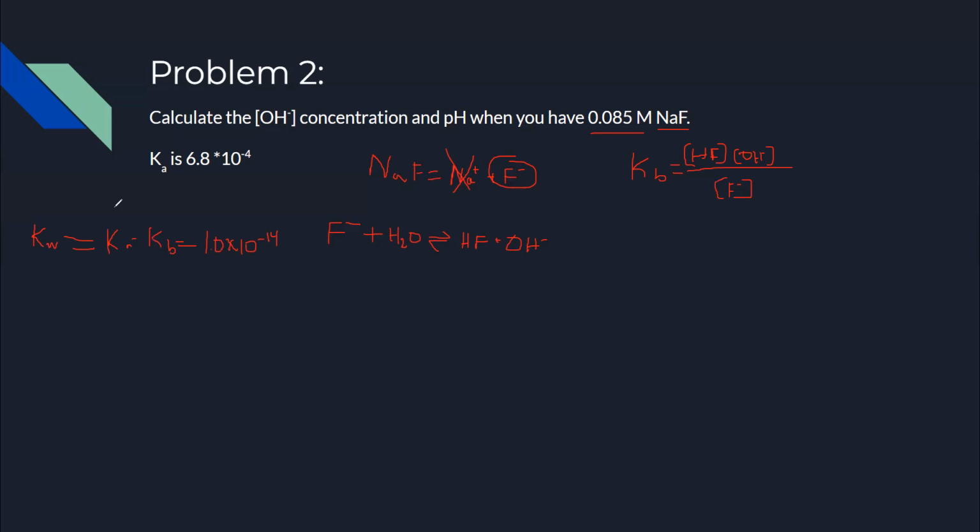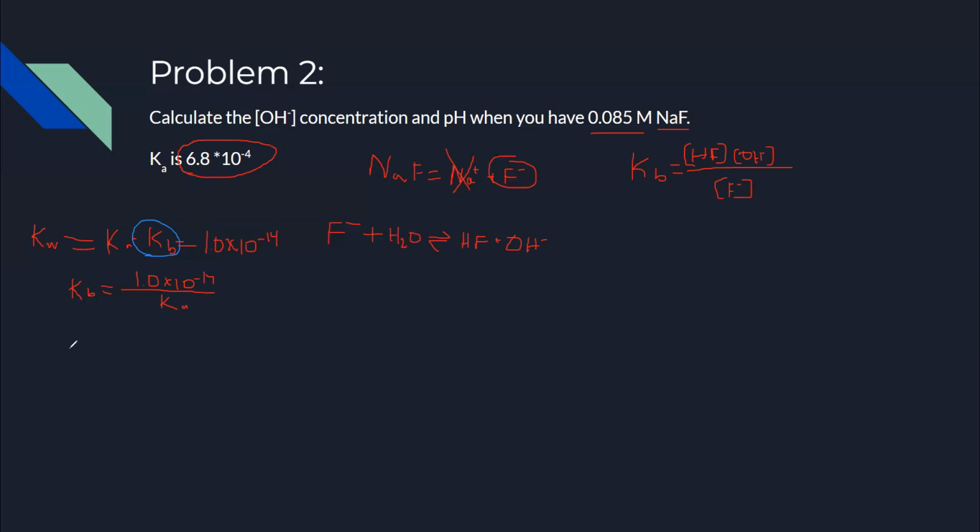I'll be making another video on acid-base stuff, so watch out for that. So Ka will be 6.8 times 10 to the negative 4. You're trying to find Kb over here, so I'll get another color. So Kb equals 1.0 times 10 to the negative 14th, all over Ka. And Ka is 6.8 times 10 to the negative 4th.